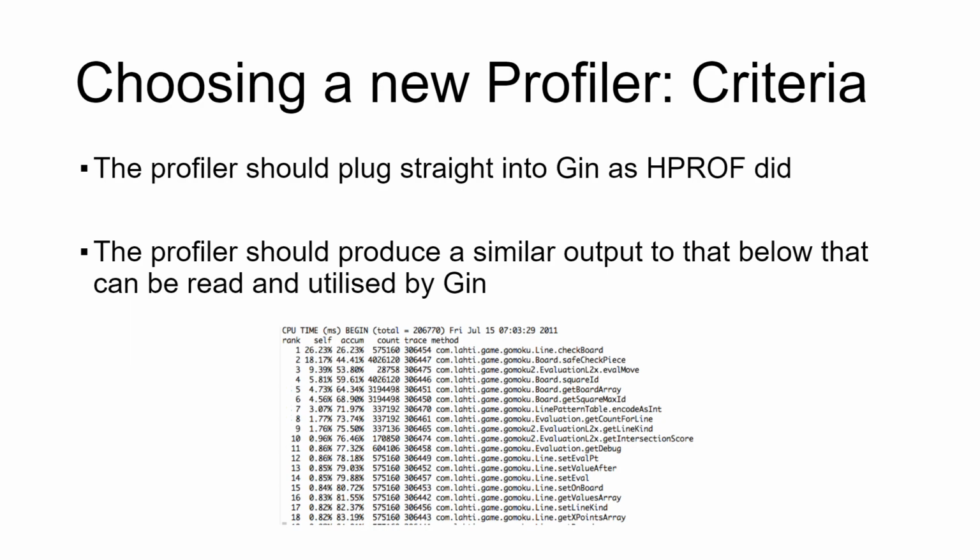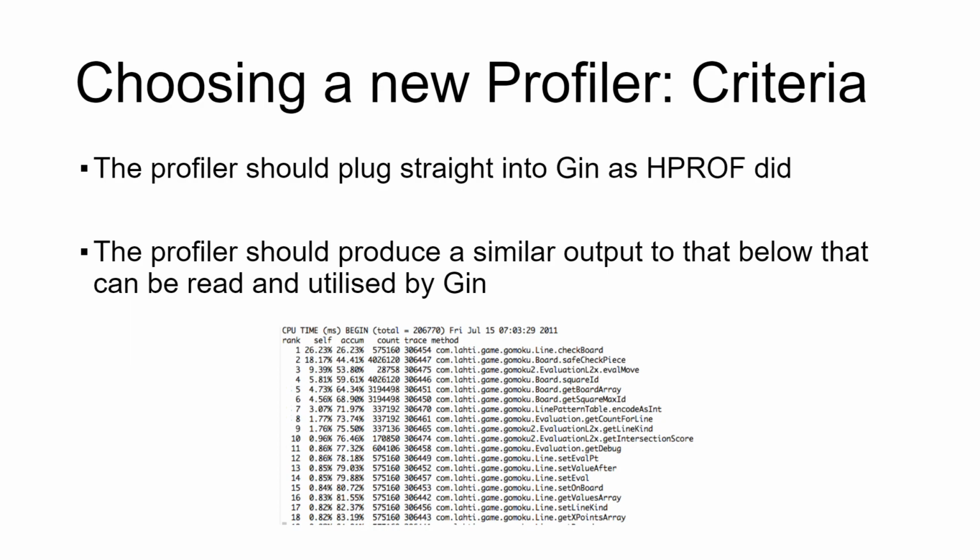Rank 1 means this method was seen on top of the call stack the most out of all of the methods in all of the test cases. And then we care about the name of the method as well. So what would we do with this information? Well, we'd say rank 1, and we've got checkboard. Well, we can assume that checkboard is the longest running function.